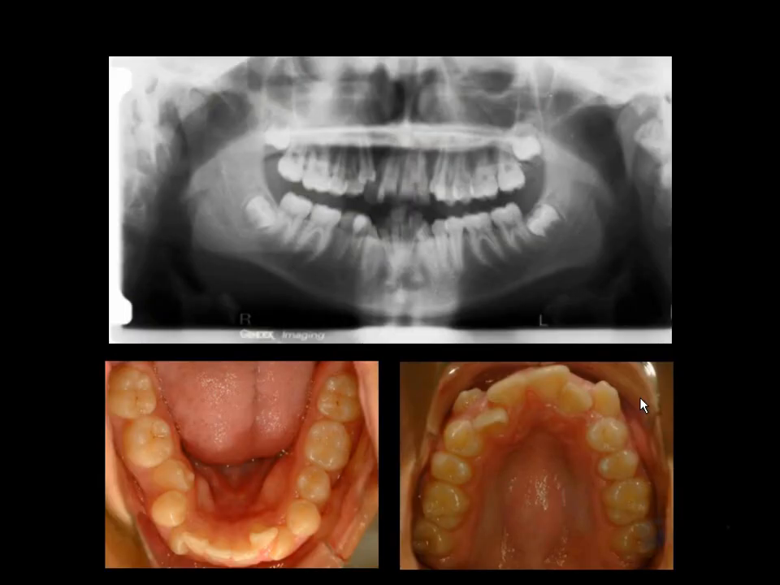Here is his Panorex X-ray and his occlusal views. You can see that his third molars are present. He has healthy looking condyles in the Panorex, and you can see the excessive crowding he has in his upper and lower arches.